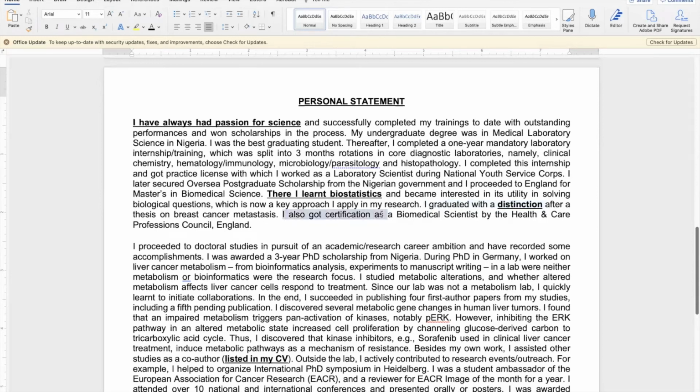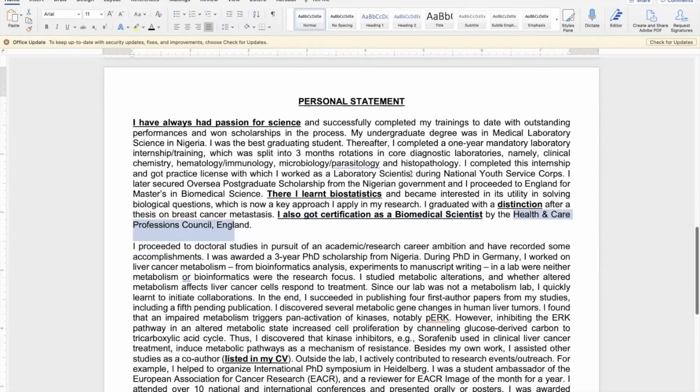I also got a certification as a biomedical scientist by the Health and Care Professions Council, England. These are the people that certify you qualified as a biomedical scientist. Everybody who understands that knows that that means that a competent authority has said that I have the competence to practice as a biomedical scientist. So my training, literally speaking, as far as biomedical science is concerned, is solid.